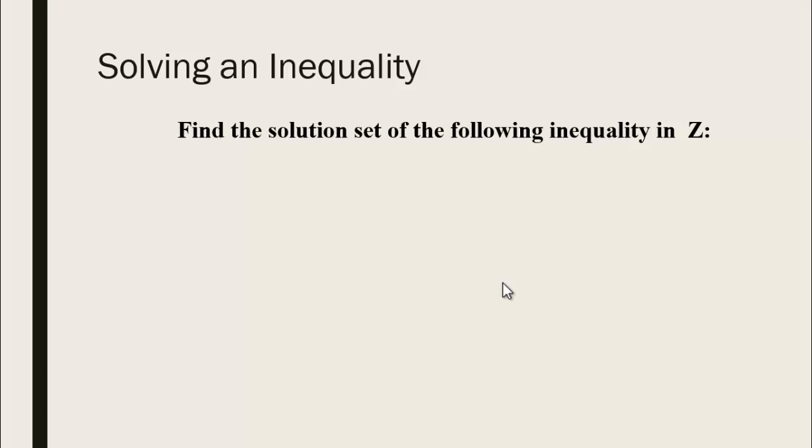Find the solution set of the following inequality in Z, and remember that Z contains all negative whole numbers, 0, and all positive whole numbers. Now I have x minus 3 less than 5. The same we used to do in equations. I'm going to move minus 3 to the other side of the inequality using the inverse operation. Why? Because I want to isolate x alone at one side of the inequality.